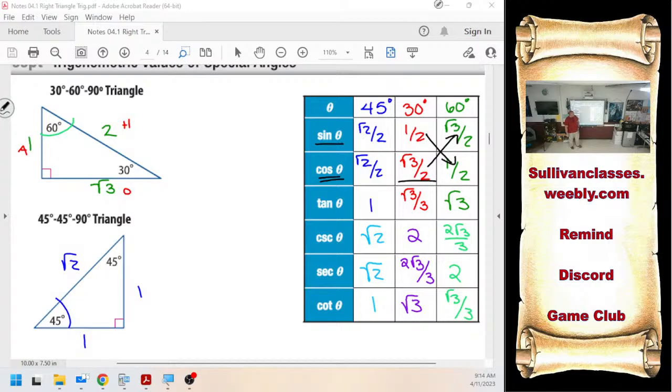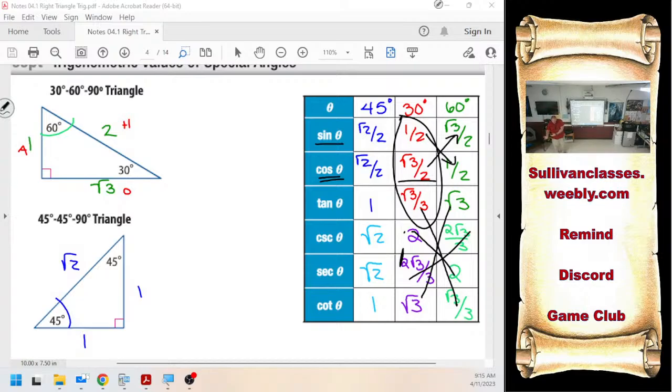Oh, the fun part of it is if you just know this, you know the other 9. Because these switch. This is the cotangent of the other one. The cotangent of one is the tangent of the other. If I know these two, I know their reciprocals. If I know their reciprocals, okay, because everything just flippity flops.